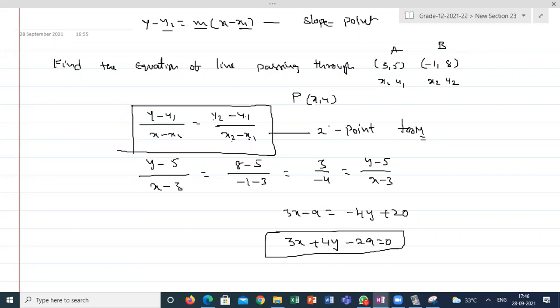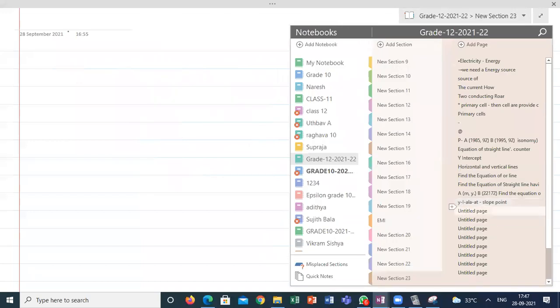Next one is slope intercept form. The meaning of slope intercept form is, there are 2 ways you can discuss this question. They might give x-intercept. They might give y-intercept.